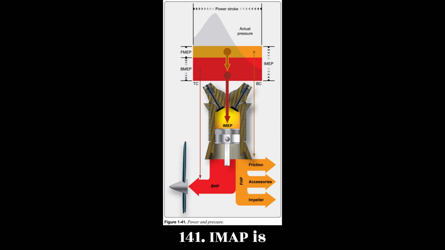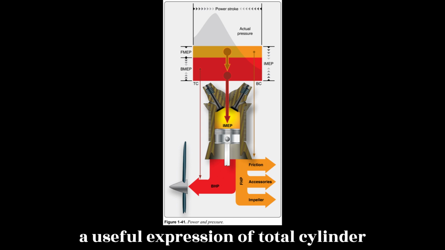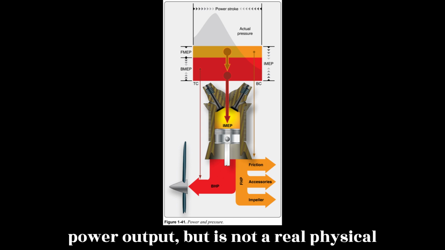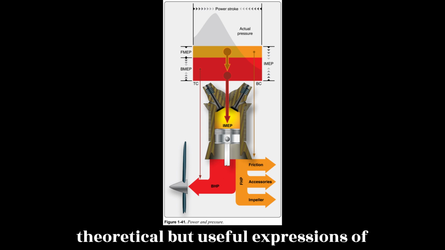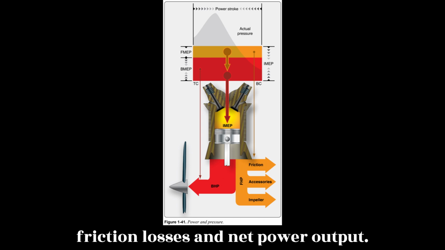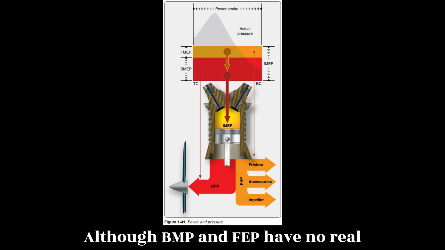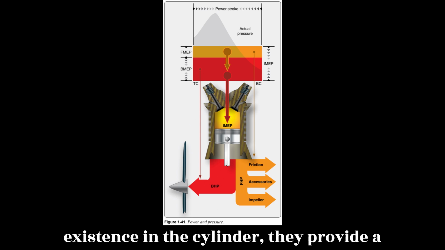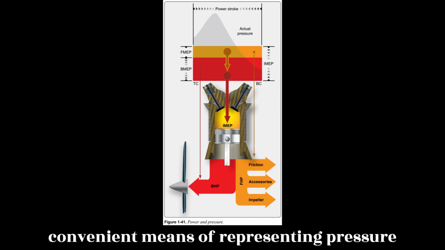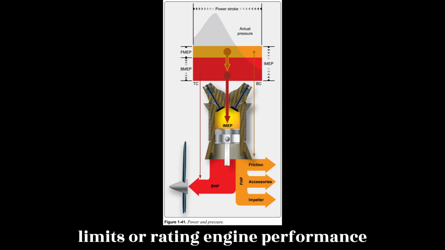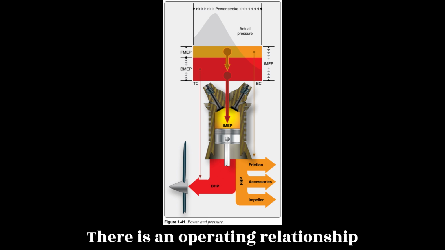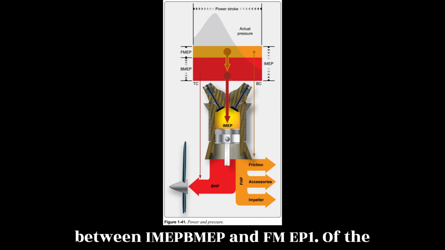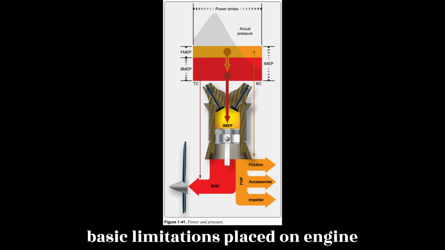Figure 1.41. IMEP is a useful expression of total cylinder power output, but is not a real physical quantity. Likewise, FMEP and BMEP are theoretical but useful expressions of friction losses and net power output. Although BMEP and FMEP have no real existence in the cylinder, they provide a convenient means of representing pressure limits or rating engine performance throughout its entire operating range. There is an operating relationship between IMEP, BMEP, and FMEP.